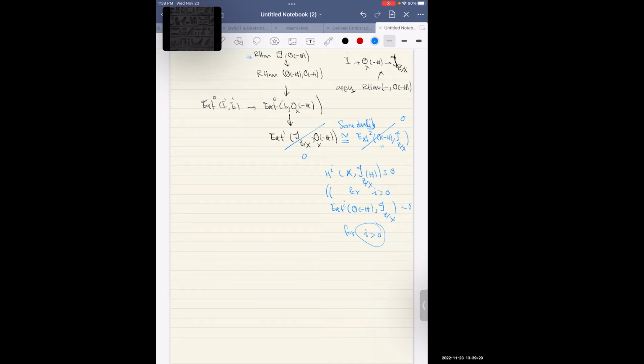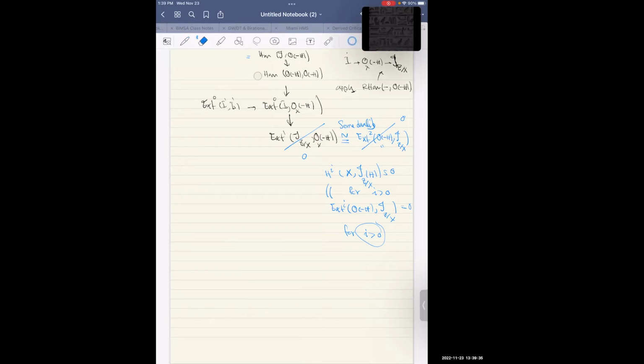Use Serre duality here too. Sorry, these are, by the way, just Hom and Hom, yes. By Serre duality, this is Ext^3(O minus H, ideal sheaf). This vanishes too. Okay, so these two terms vanish. And this is just homomorphism from a line bundle to itself, and it is equal to C.